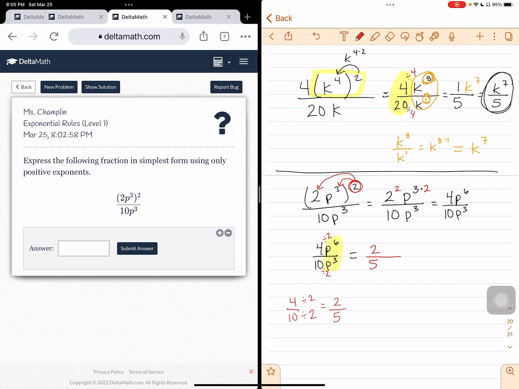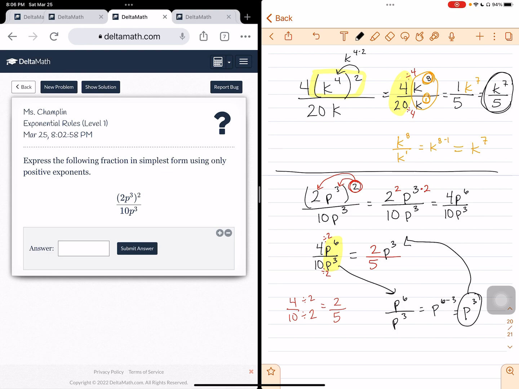So you can rewrite that if you wanted to. You can write it off to the side here. P to the 6th over P cubed. This is quotient rule. So it's going to be P to the 6th minus 3. It's going to be P to the positive 3 power. So that's going to go up in the numerator. Okay, just like that. So this would be our simplest expression, right?